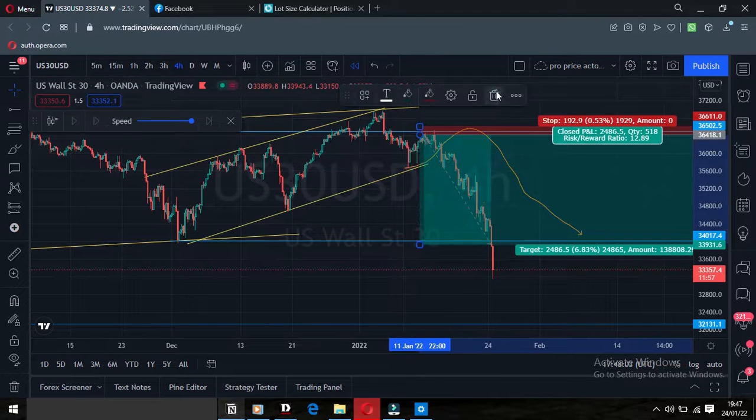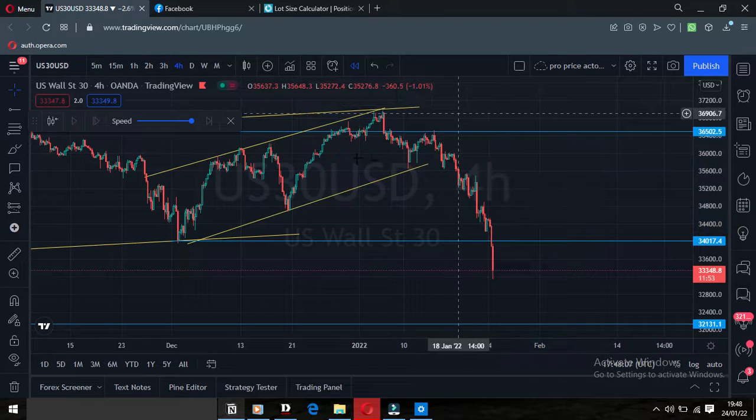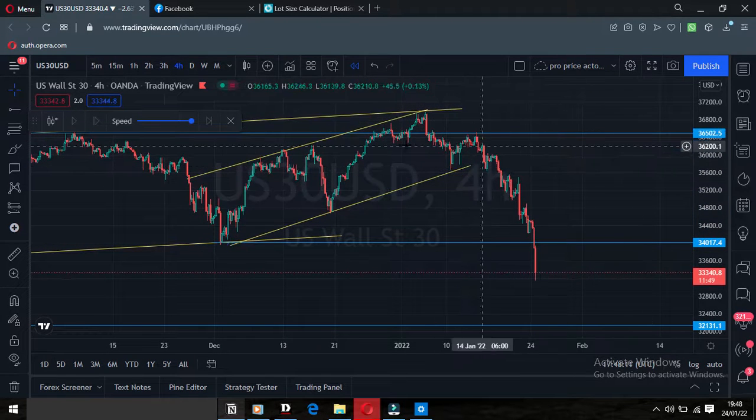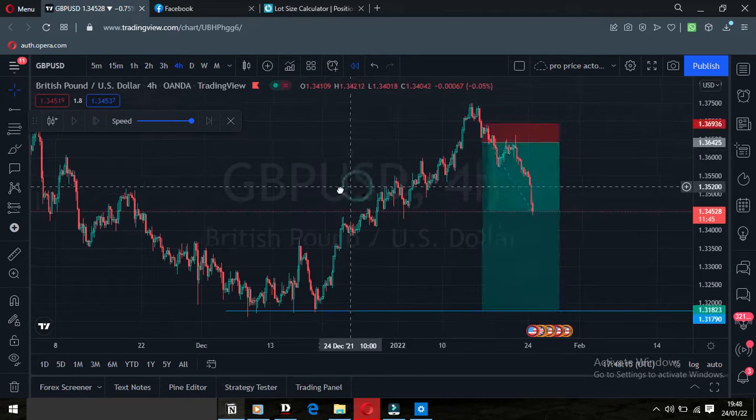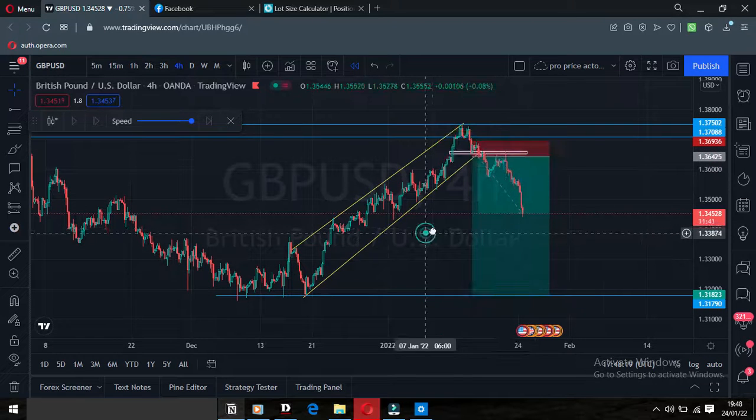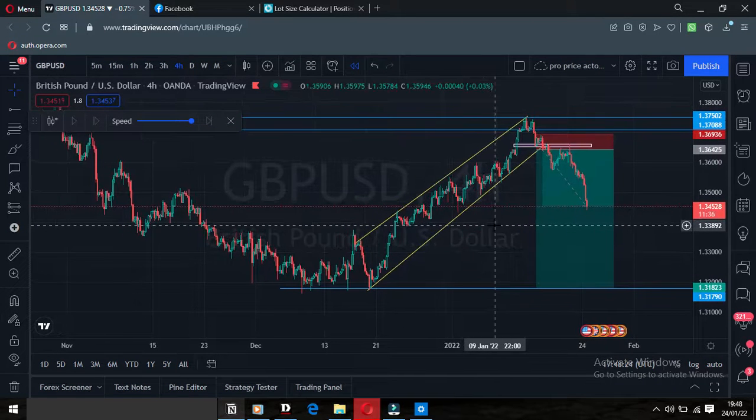I'm sorry guys, I was just checking on something over here. So let's move to GBP USD. You can see on GBP USD we still have trades that are running. I think I've executed two trades over here on GBP USD.